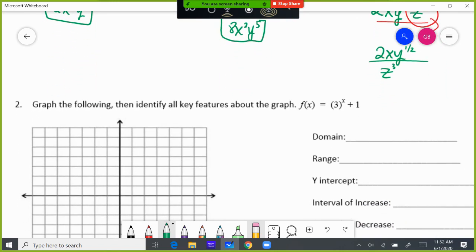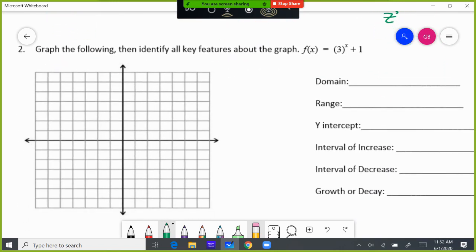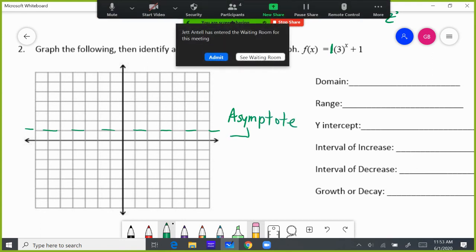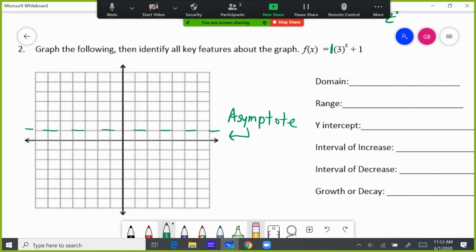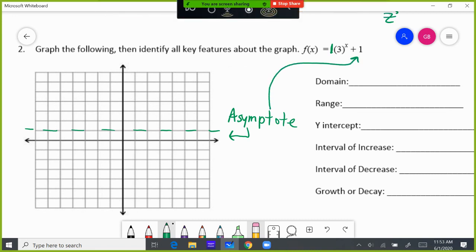And then down here, graphing. All right, so we're going to graph this problem here: 3 to the power of x plus 1. I'm going to write a 1 here in the front because technically there's a 1 there. It's going to help us. First thing we're going to draw in is the asymptote. The asymptote is 1. So at 1, we're going to draw a dashed line. This is the asymptote.